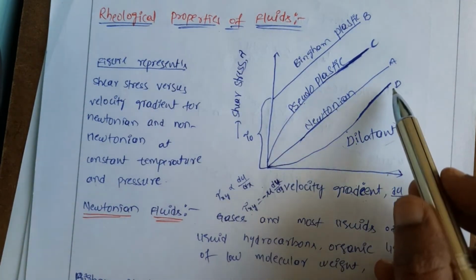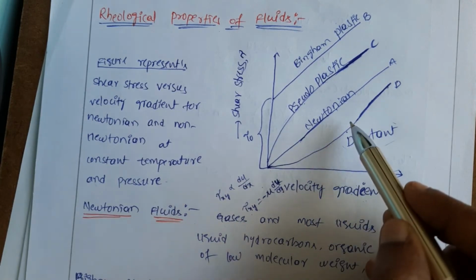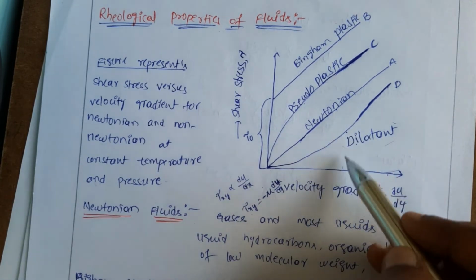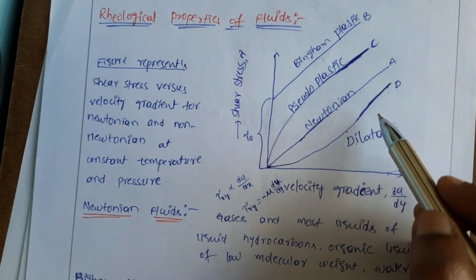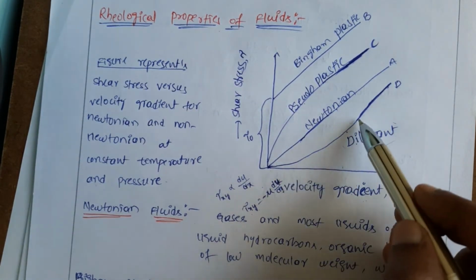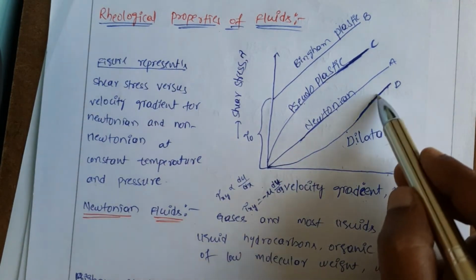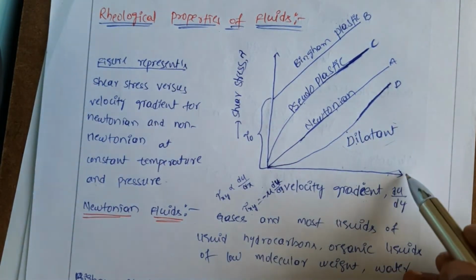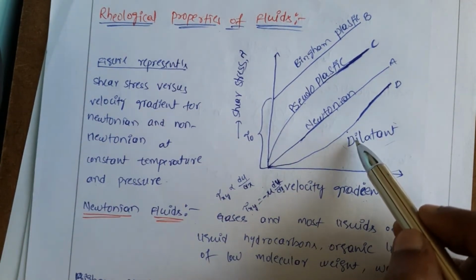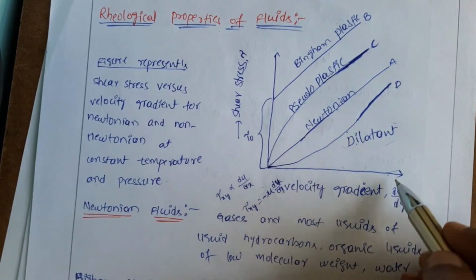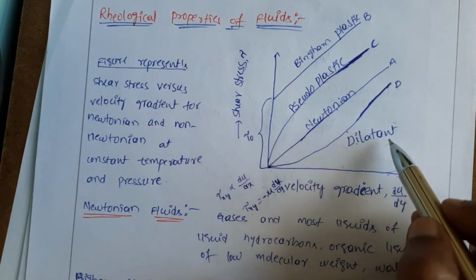Whereas in dilatants, curve D indicates the dilatants, it is concave upward at low shear and constant at high shear rate. Okay, clear? So it is concave upwards at low shear and a straight line at high shear rates. These are called shear rate thickening fluids. It means with increasing shear rate, the viscosity of dilatant fluids will be increasing.